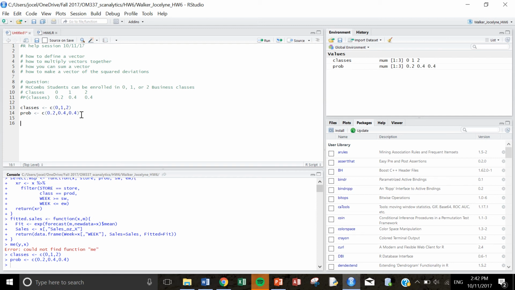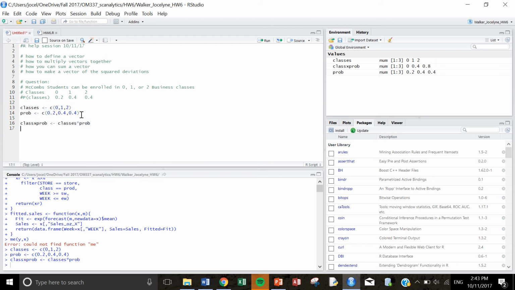And we can multiply these two vectors together. So I'm going to say classes times prob is going to be another vector, which is classes times prob. And when I run that, my new vector shows up right here. And we can look and see if that is what we want it to be. It should be 0 times 0.2 gives me 0, 0.4 times 1 gives me 0.4, and 0.4 times 2 gives me 0.8.